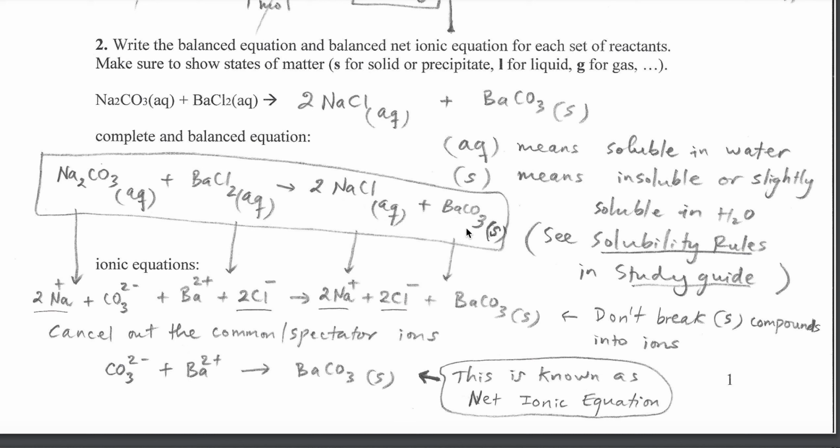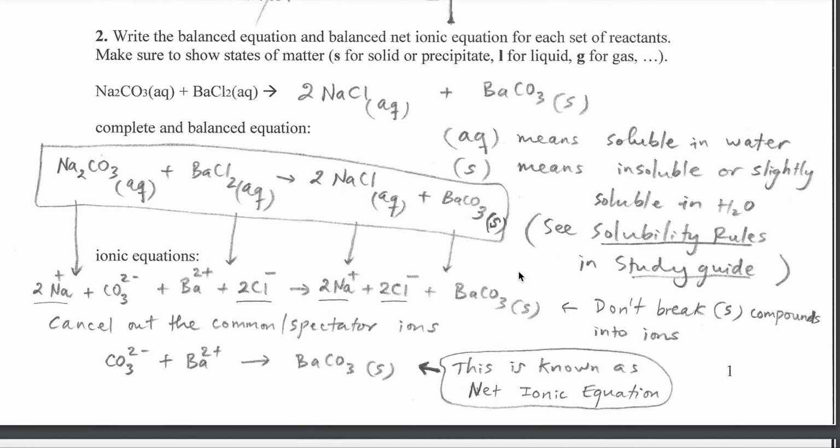Now you look into the solubility rules, see the solubility rules in the study guide. You will see barium carbonate is insoluble, so we have to label it S, meaning solid. It's right here. AQ means soluble in water, aqueous. S means insoluble or slightly soluble, meaning solid.